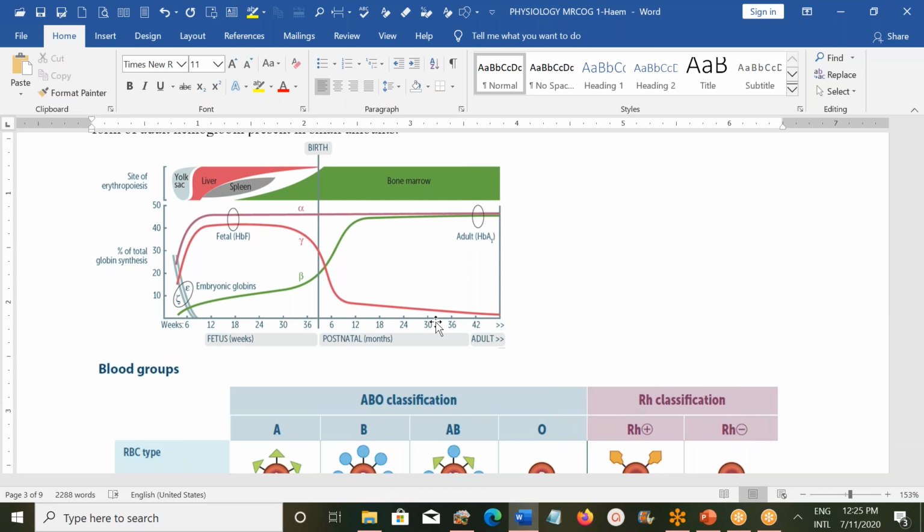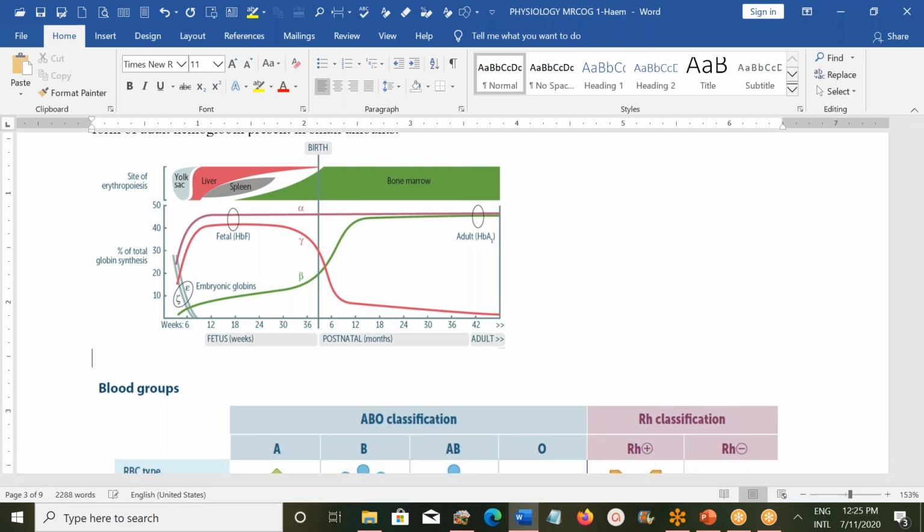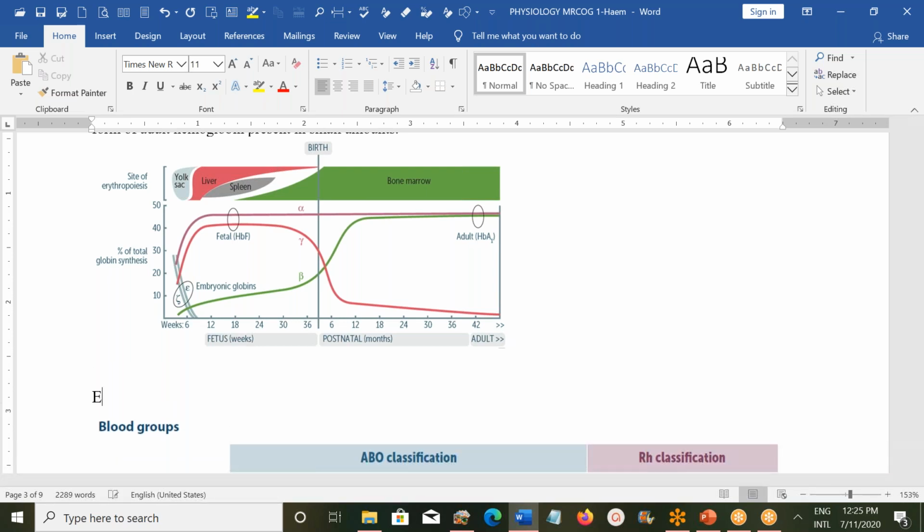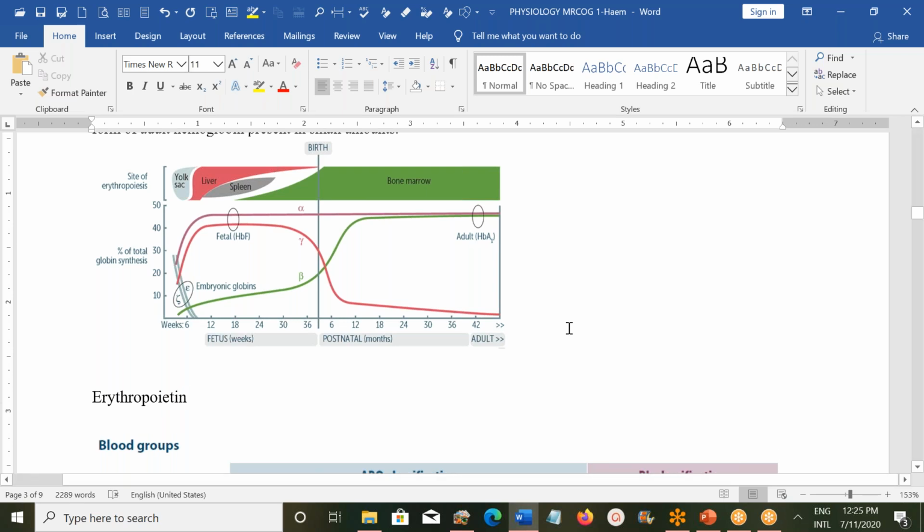So erythropoietin is a glycoprotein hormone which is produced mainly by the kidneys, and also in very small amounts by the liver. Erythropoietin production is stimulated by hypoxia. Why hypoxia? Because there is less oxygen, so we need to produce more red cells. It is a very important protein involved in blood production.